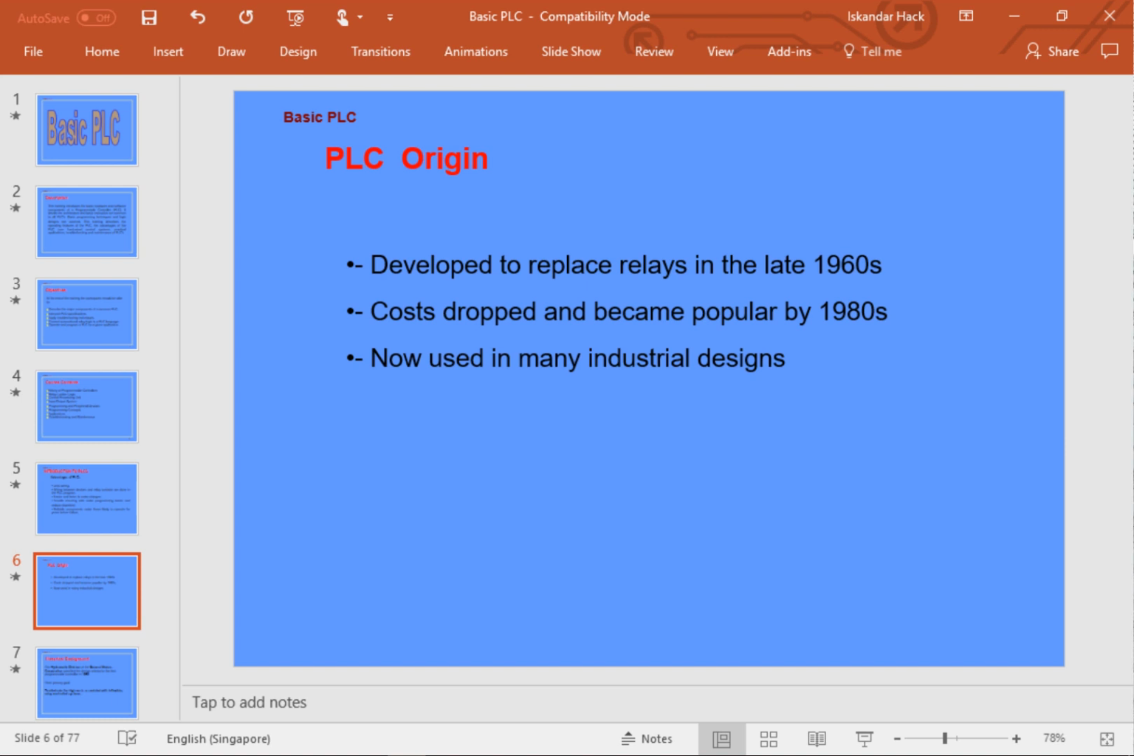PLCs will cost you several thousand ringgits just for a basic one. We'll see that. They're not really cheap. Microcontrollers are cheaper for smaller systems, but then you have to deal with the fact that you have to design it all from scratch. So PLCs are really quicker because you can just grab one off the shelf, plug in your modules, and run with them.